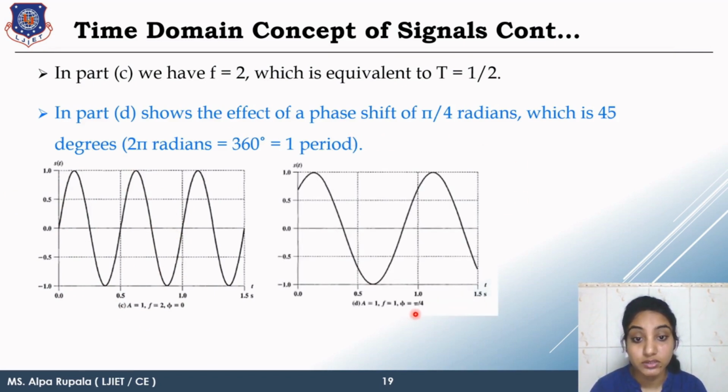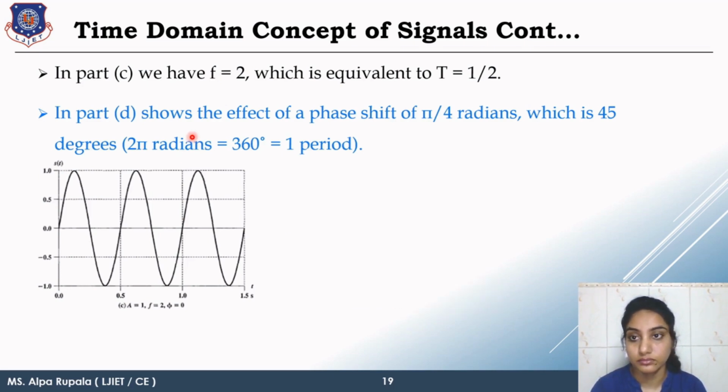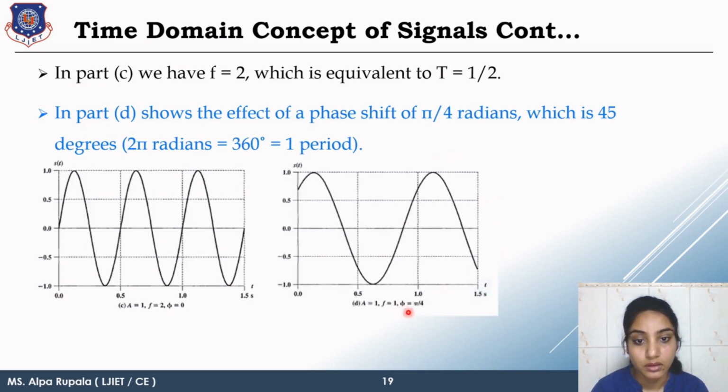Next, our phi value is pi by 4. Amplitude is 1, frequency is 1. So our signal will start from this point, look, this point, with the pi by 4 value. And it will repeat itself, starting from here, ending till here.